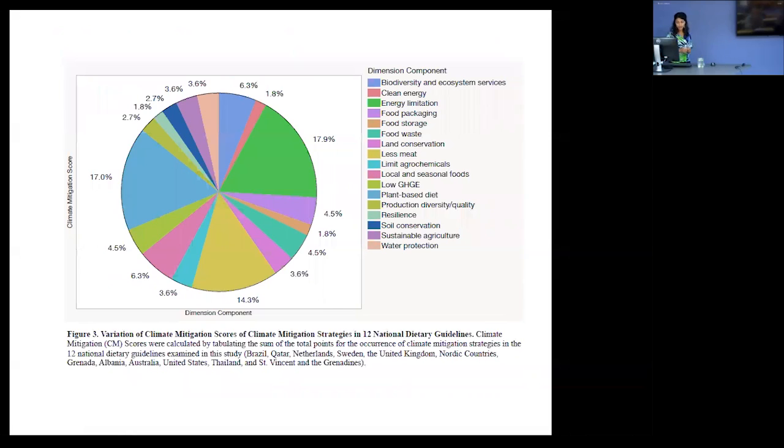And with that methodological development, this is a paper that we submitted for peer review looking at the prevalence of different climate mitigation strategies that already exist in dietary guidelines around the world. So this is at the policy level. And now we're going to actually see people's willingness in this region to adopt some of those strategies.